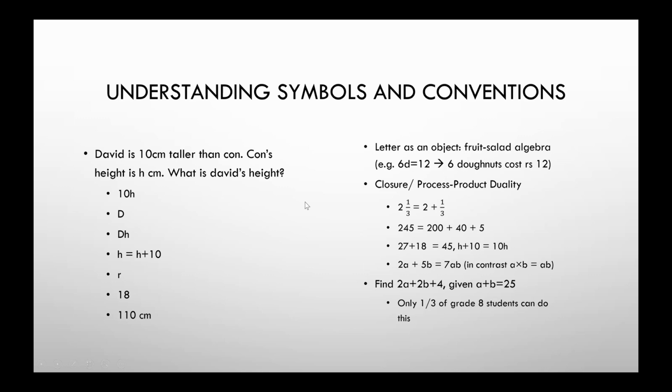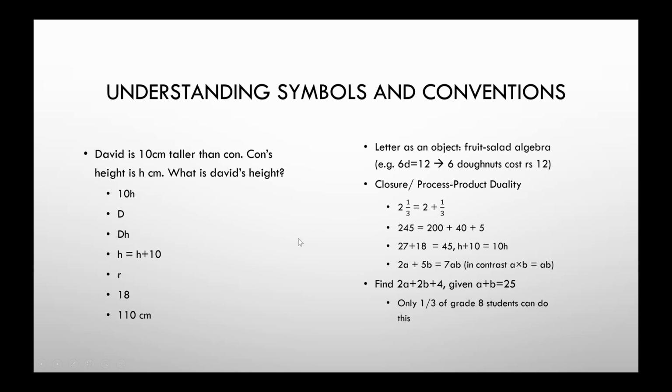And very simple examples like this, that David is 10 centimeter taller than Con. Con's height is 8 centimeter. What is David's height? And children give all these different responses. 10h, D, David's height is D. 10h means that there is some 10, there is some h, maybe it is 10 plus h is 10h. Then there are children who write David's height as DH.